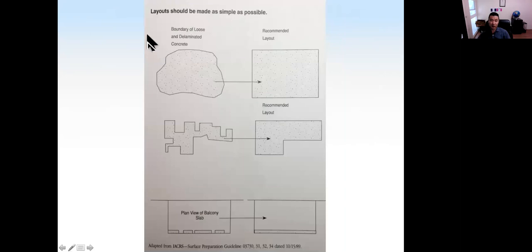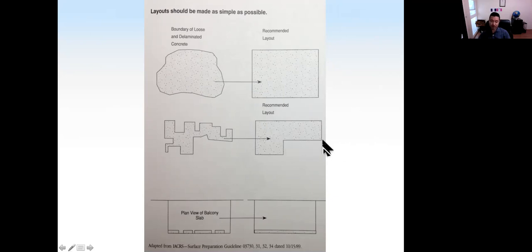And then we should decide the layout for repair materials. The layout should be made as simple as possible, for a couple of reasons. One, it is easy to apply. So this is the boundary of loose and delaminated concrete. We better use a square or rectangular layout.